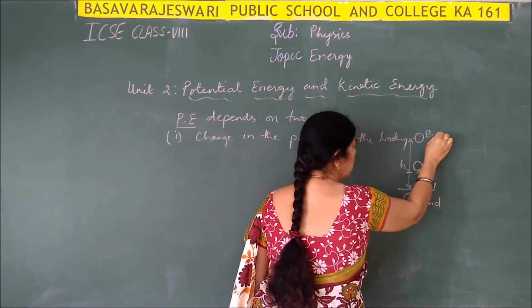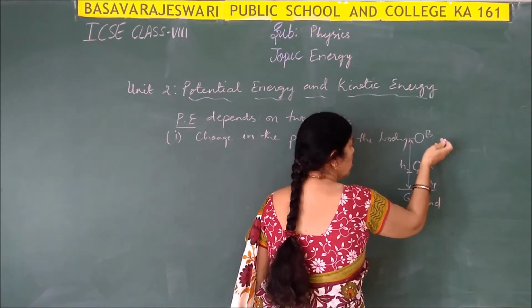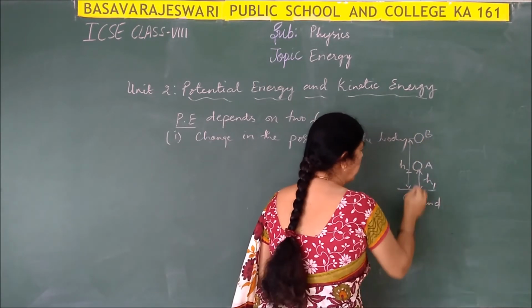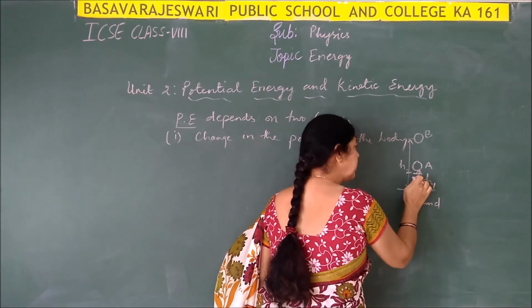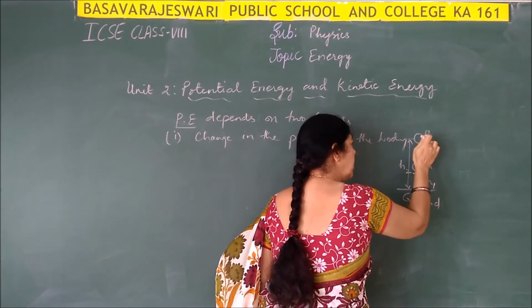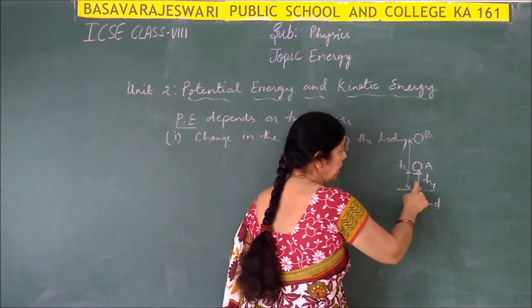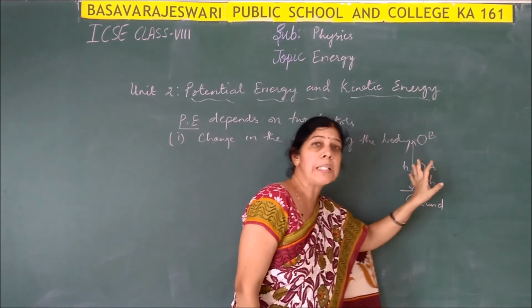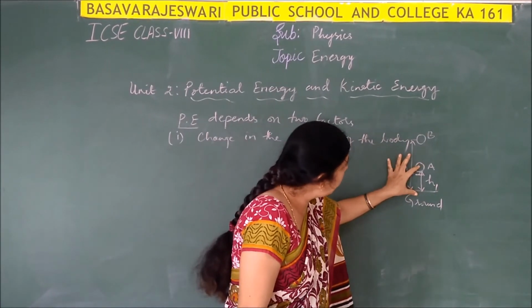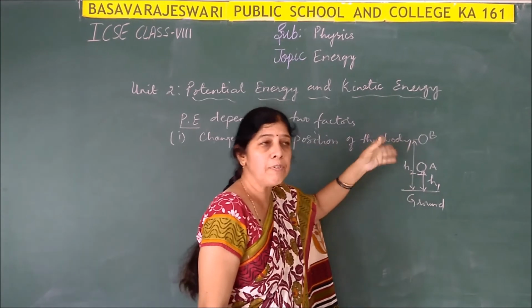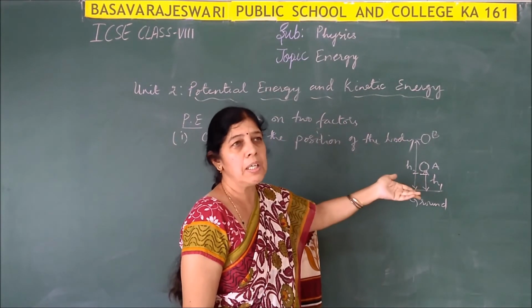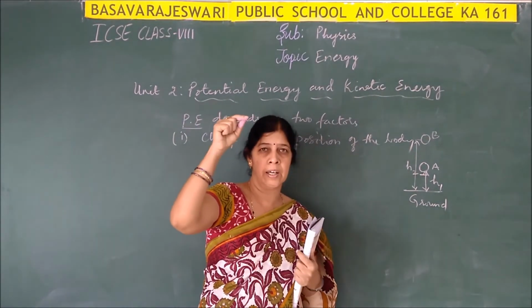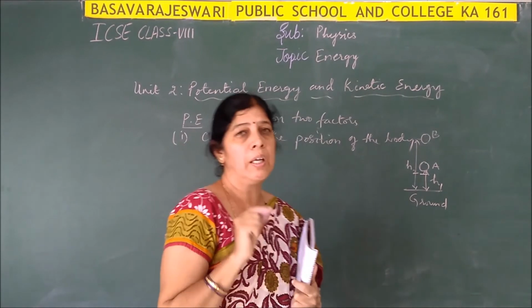Now the body is at position B, then also the gravitational potential energy will be there for the body, but the potential energy at height h1 will be different and at height h2 it will be different. The potential energy will not be the same, because you can observe here the height of the body is increasing. As the height of the body is increasing, the gravitational potential energy also increases. So, the more you take the body higher and higher, the potential energy also increases.